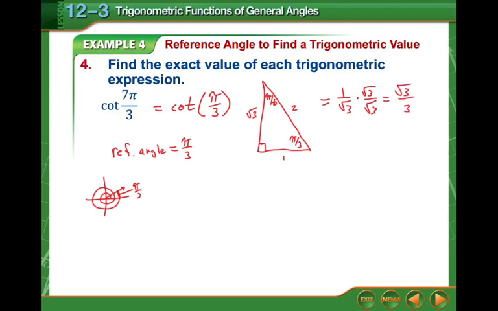Now, where are we on the graph? We're in quadrant 1. Everything's positive in quadrant 1, so our answer is square root 3 over 3.